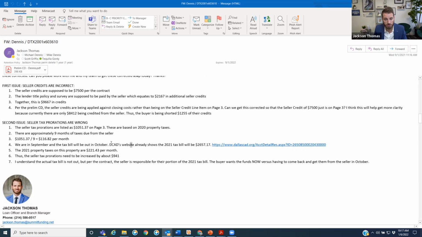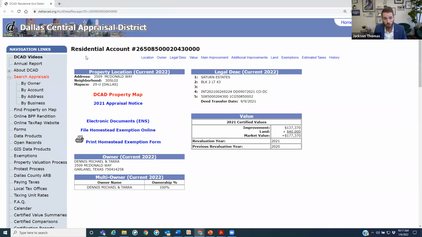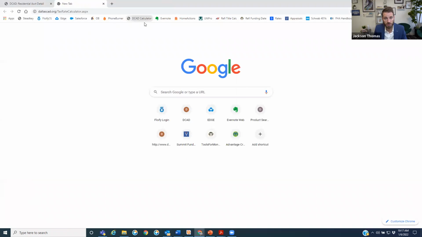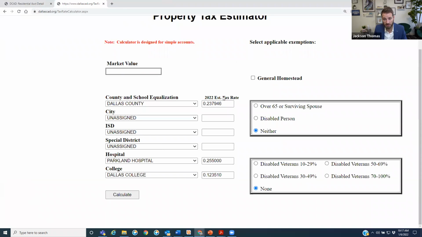So what we need to do, and Tequila, I think you're familiar with this, right? You've logged into the Dcad website and done a tax estimator. So you go to this website, and this would be a good thing to save. You look up the property taxes here. I would also recommend saving this website, the Dcad tax rate calculator, because then you can type in the stuff from the tax certificate, but then we can use the 2022 tax rate. That way we can send this over to the title company and the underwriter, and they can update it.